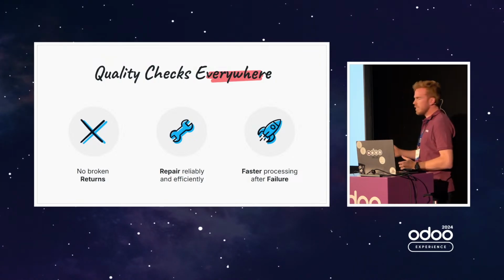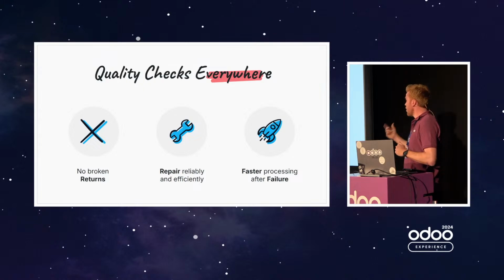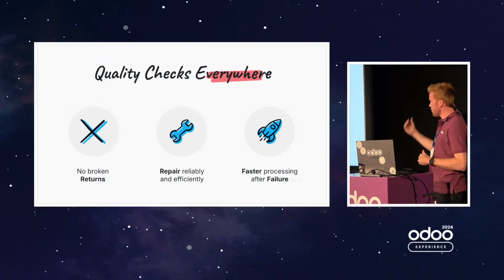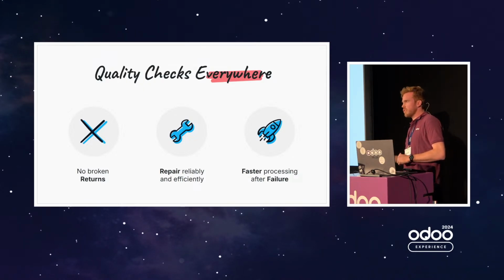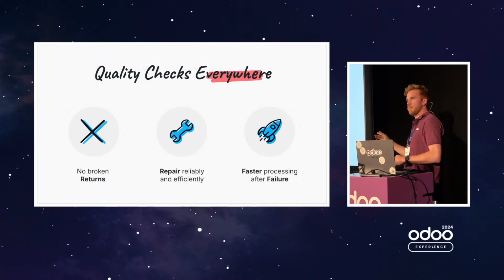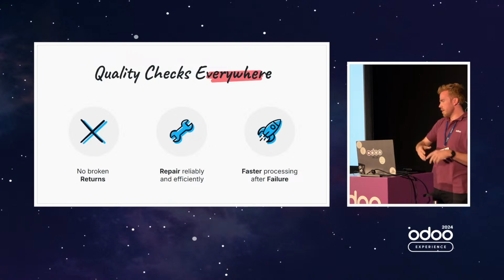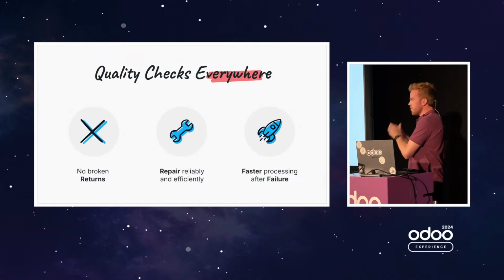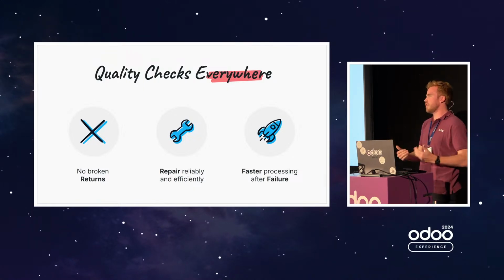And then we can process a quality check. We can process it faster by choosing the default destination location after failure. You'll see in my presentation that I have set up a default repair location after failing a return.